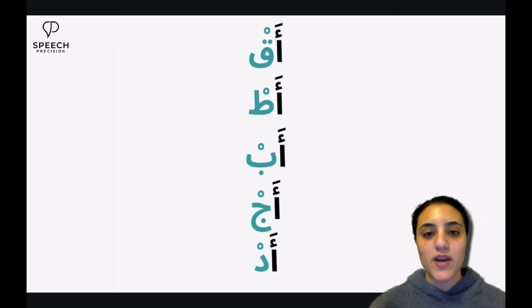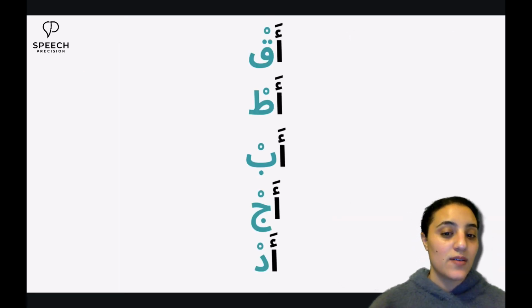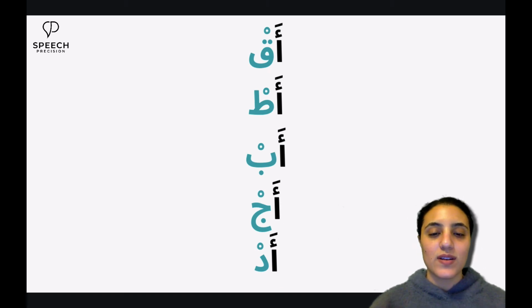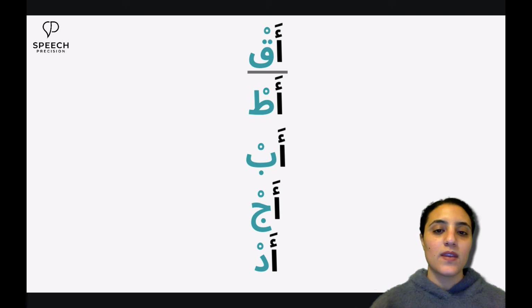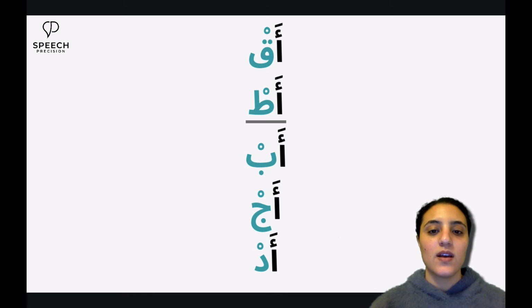All right, so now let's practice saying the qalqalah sound on all of the 5 letters. We're going to say a hamza with a fatha right before each of the 5 letters of qalqalah with sukoon. So for the first one, aql, aql, ab, ab, aj, aj, ad, ad.